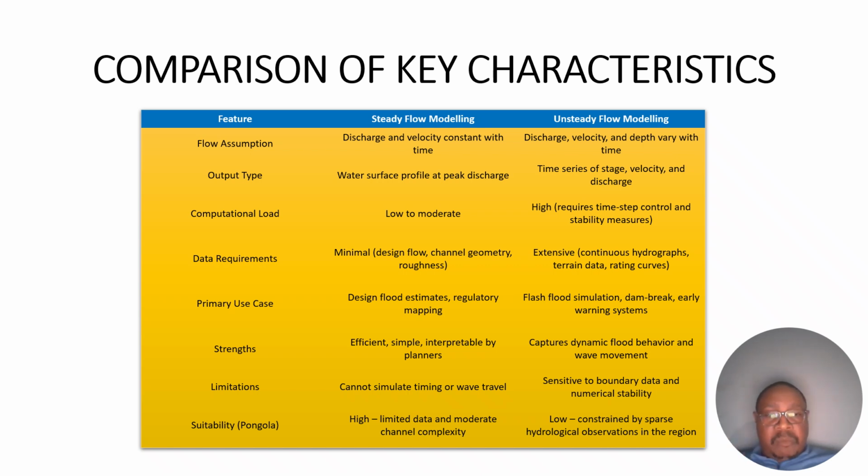And then the fourth feature, data requirements: minimal for steady, especially the design flow, the channel geometry, and roughness. And for the unsteady, extensive, that is continuous hydrographs, terrain information data, the rating curves, and so forth. So all of this information differs on each and every feature that is used between the steady flow and the unsteady flow.